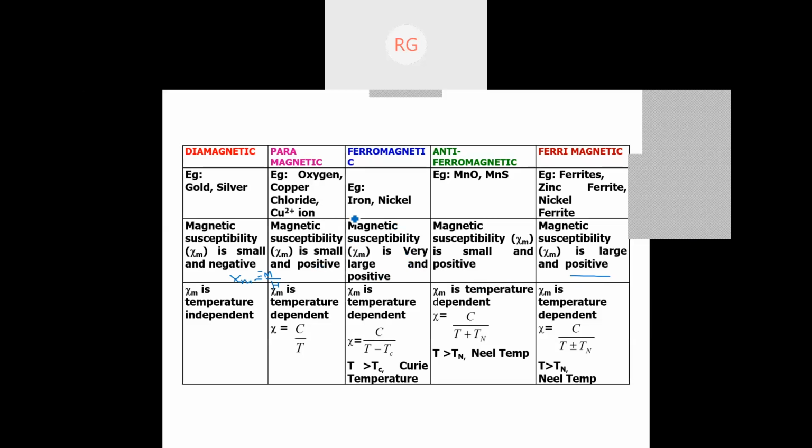But the magnetic susceptibility chi is a function of temperature. So how it varies is also important. For diamagnetic materials, it is not temperature dependent, it is temperature independent. In paramagnetic substances, it is inversely proportional to temperature, and C is a constant called the Curie constant, but still it is temperature dependent.